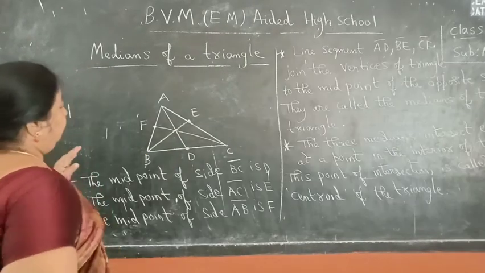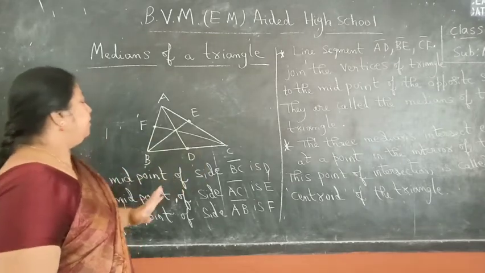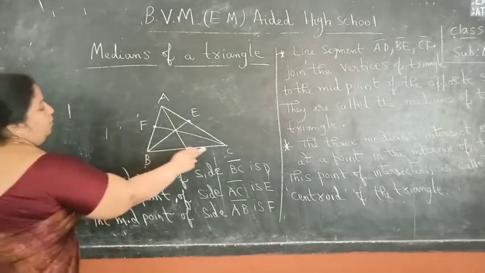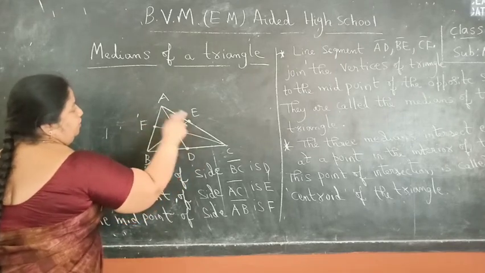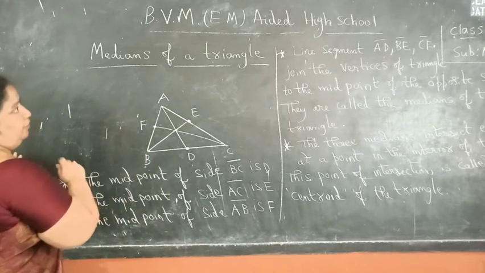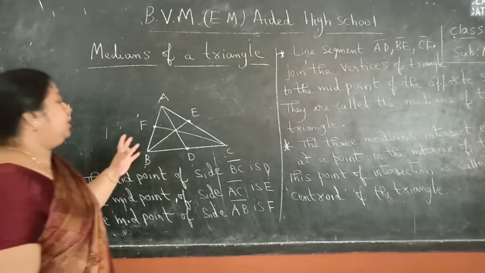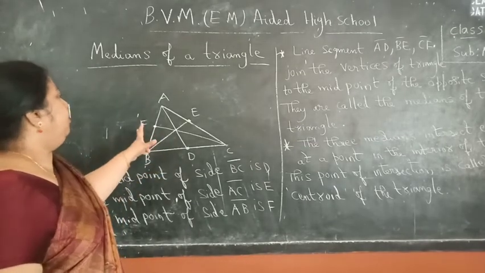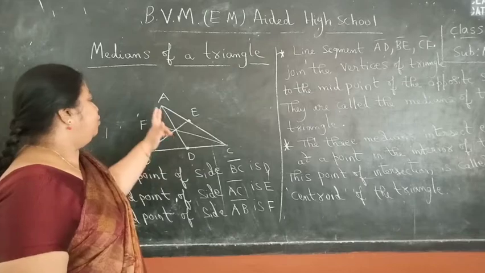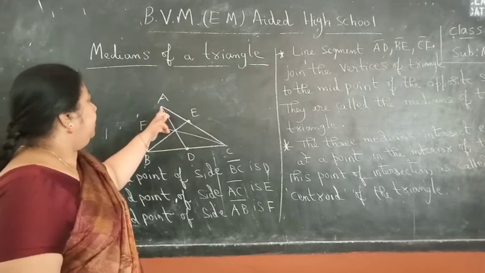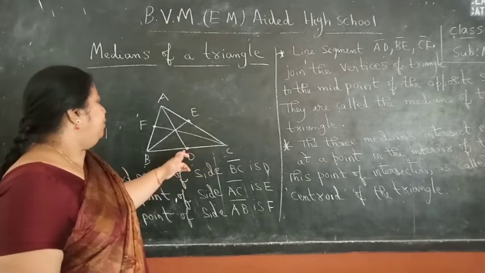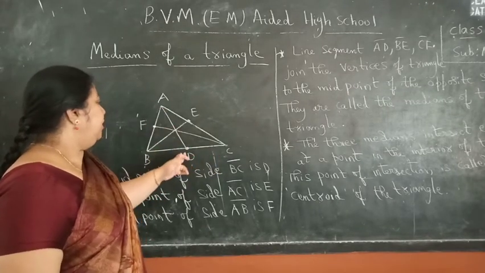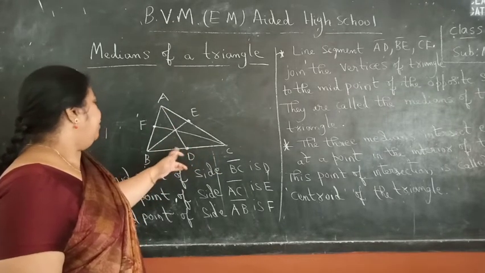ABC triangle is given. The midpoint of side BC is D, the midpoint of side AC is E, and the midpoint of side AB is F. Midpoint and vertex join: vertex A to base BC, whose midpoint is D. Join AD, and the line segment AD is formed.